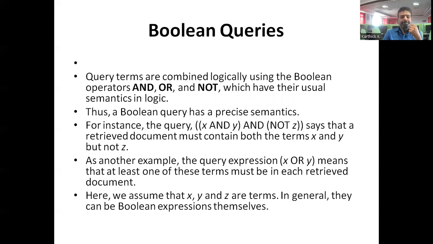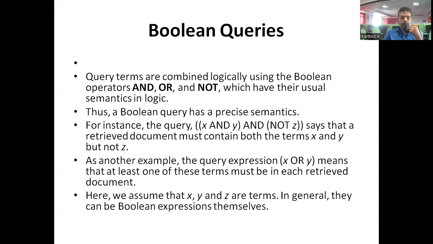Another example, the query expression X OR Y means that at least one of the terms must be present in each retrieved document. So I have to use the query like that. Here in the first query, we have used the AND symbol. So when does the AND symbol give true? According to the truth table, each value should be present.